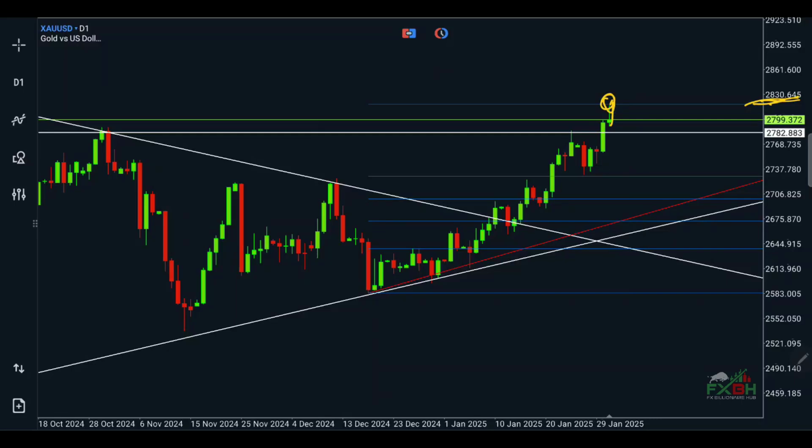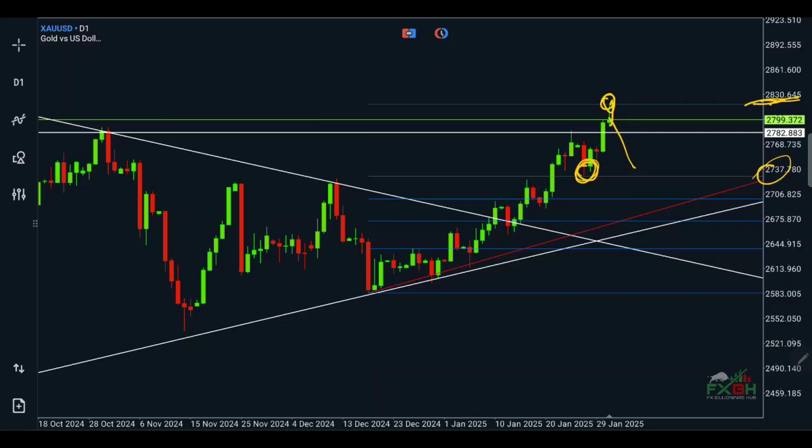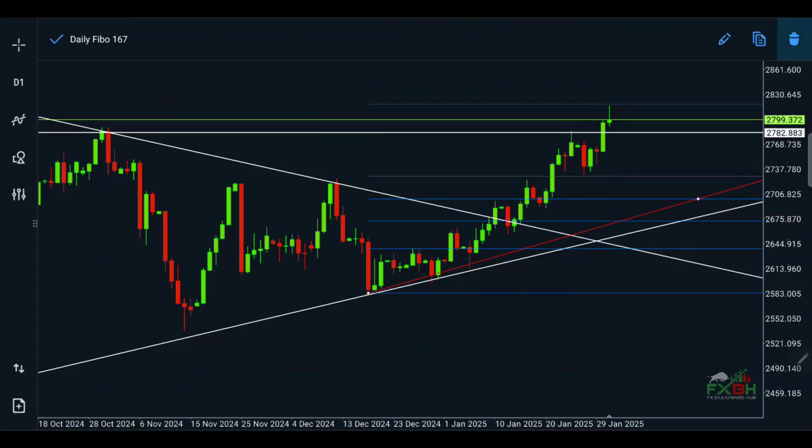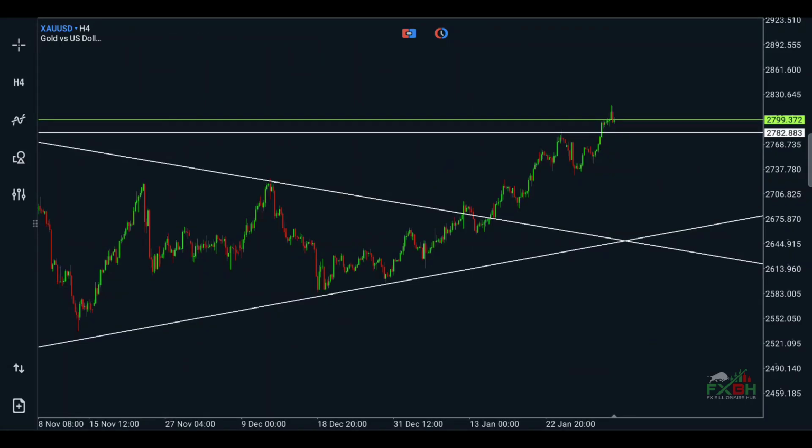And our next support zone is around 2735 to 2737. So if we want to take entry on the weekly or daily time frame, we need to wait until that area, or we need to wait for a breakout, then pull back, then we can take entry over here. Okay, and let's find out our proper entry on the H4 time frame.